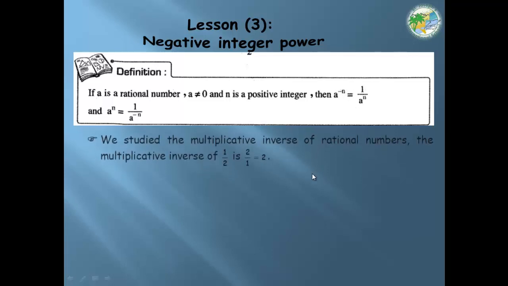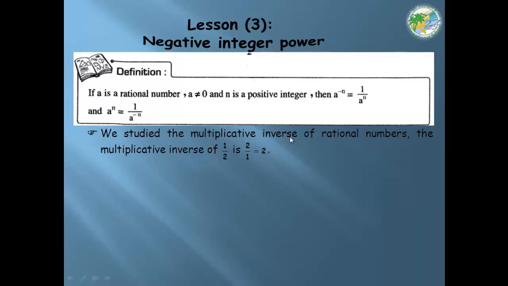Now, we studied the multiplicative inverse of rational numbers. The multiplicative inverse of 1 over 2 is 2 over 1 equal 2. Okay? We can write the fractions in the decimal form, such as 1 over 2 equals 0.5, 1 over 4 equals 0.25.